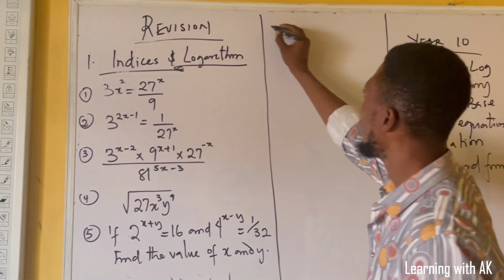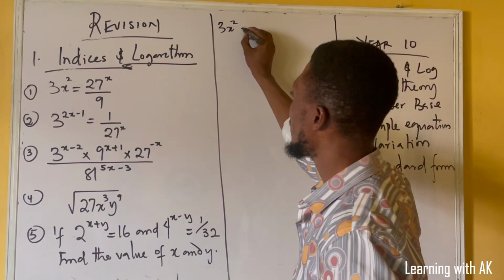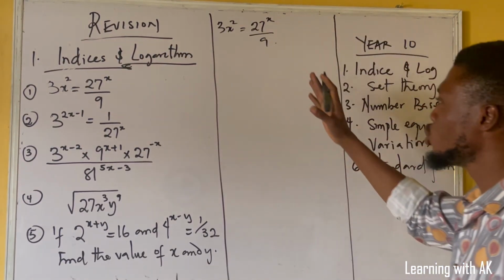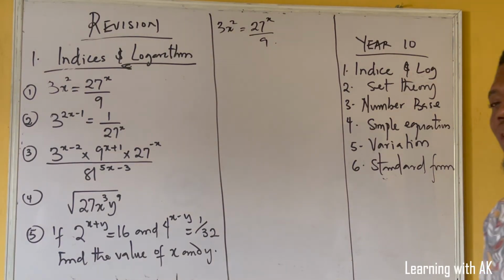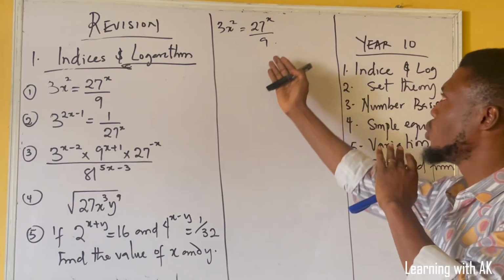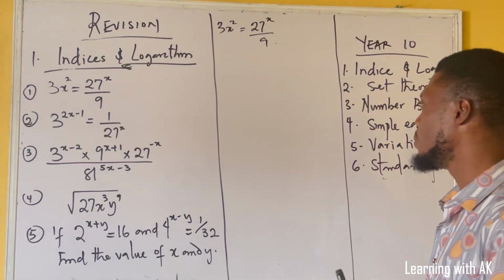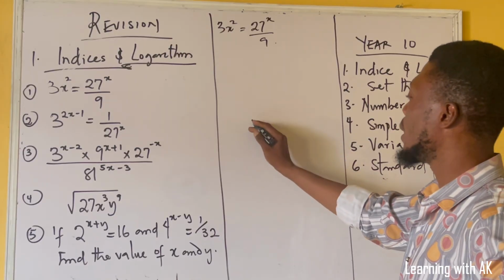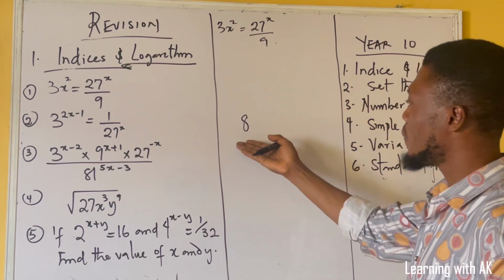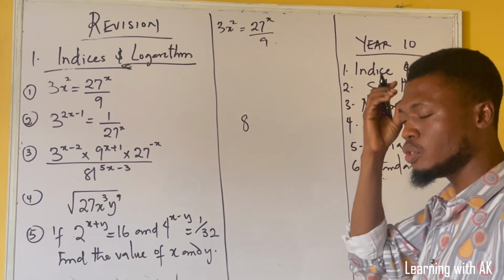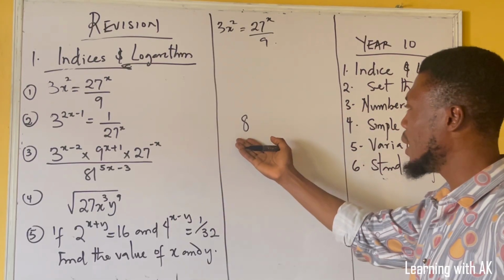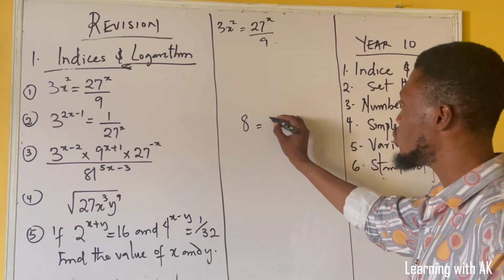Now, the first question, we have 3^(x squared) equals 27^x over 9. Now, what do we do? First thing first, anytime you're looking at indices, the first thing that comes to your mind is how to express your number in index form. What is index form? Index form is when you put a number to a power of a number. Say, for example, you have 8. If I want to put 8 in index form, I'll think of a number that when I multiply 2, 3, 4, 5 times, gives me 8. And the only thing that comes to my mind now is 2.